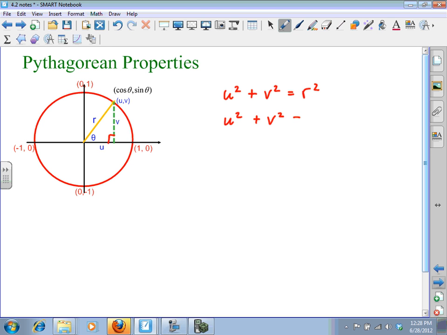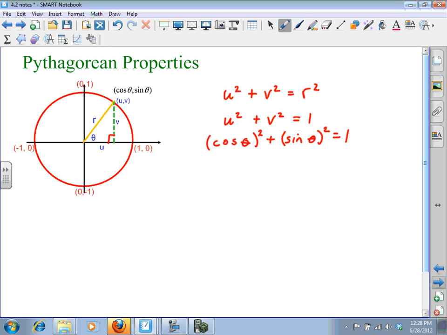And I've already mentioned that u and v are identical to cosine theta and sine theta, so by substitution I can say cosine theta squared, because that's u squared, plus sine theta squared is equal to 1. That is a Pythagorean property. That is the most basic.